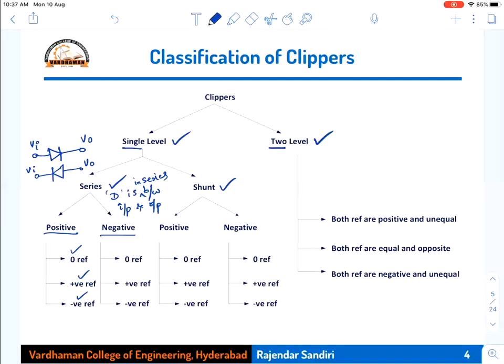Okay. The next type of clipper is the shunt clipper. In a shunt clipper, the diode D is in shunt, which means parallel, between input and output. Okay. So how will that be? Shunt means this is input, this is output. The diode can be connected like this. That is parallel between input and output.